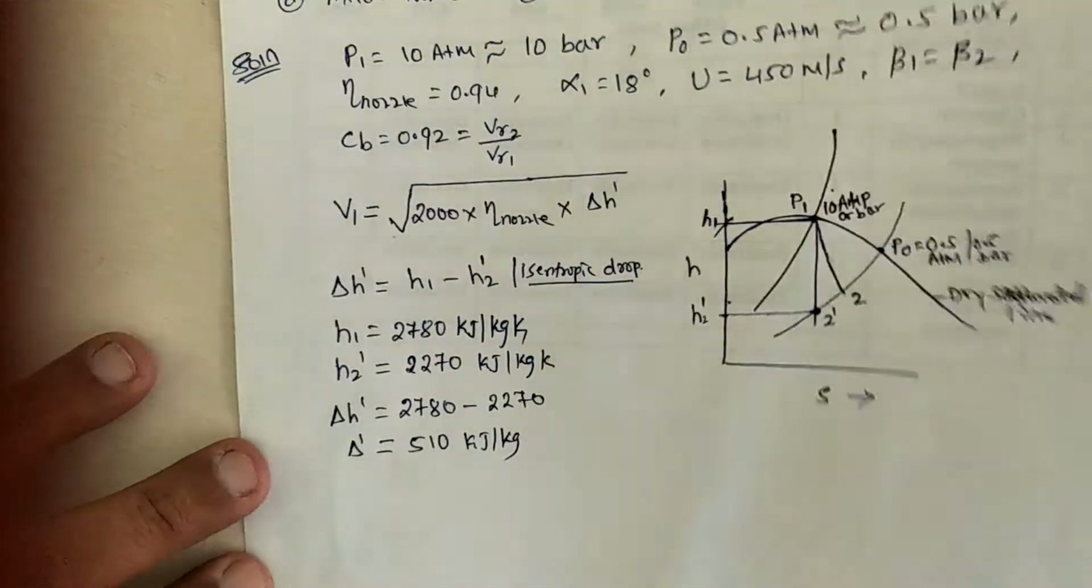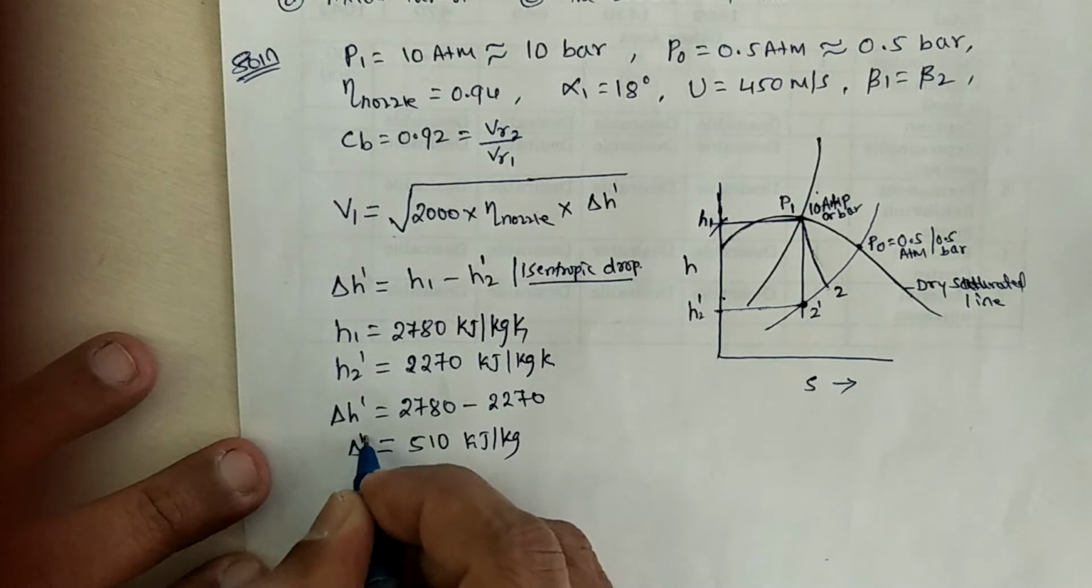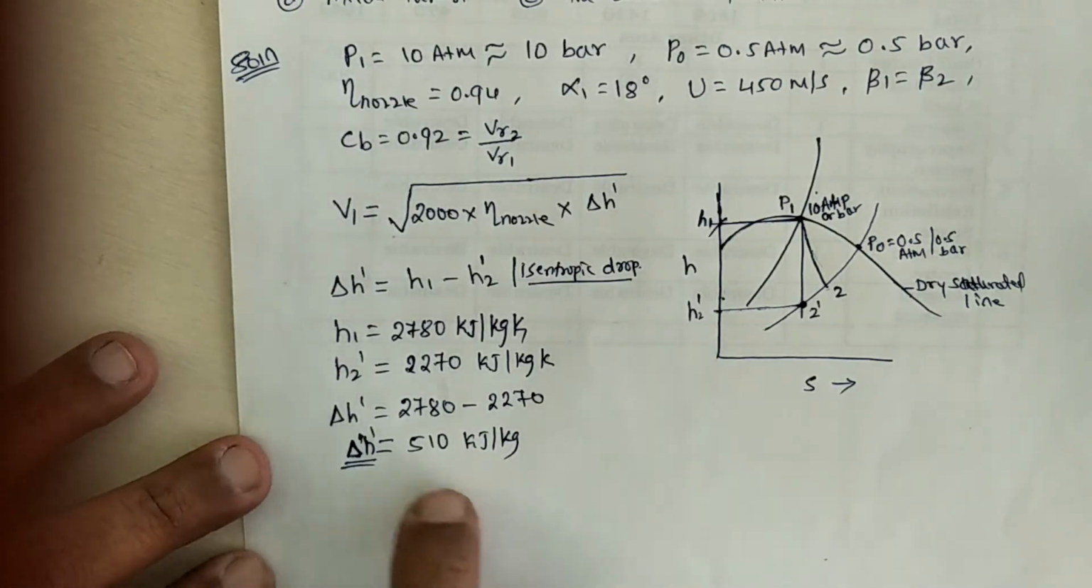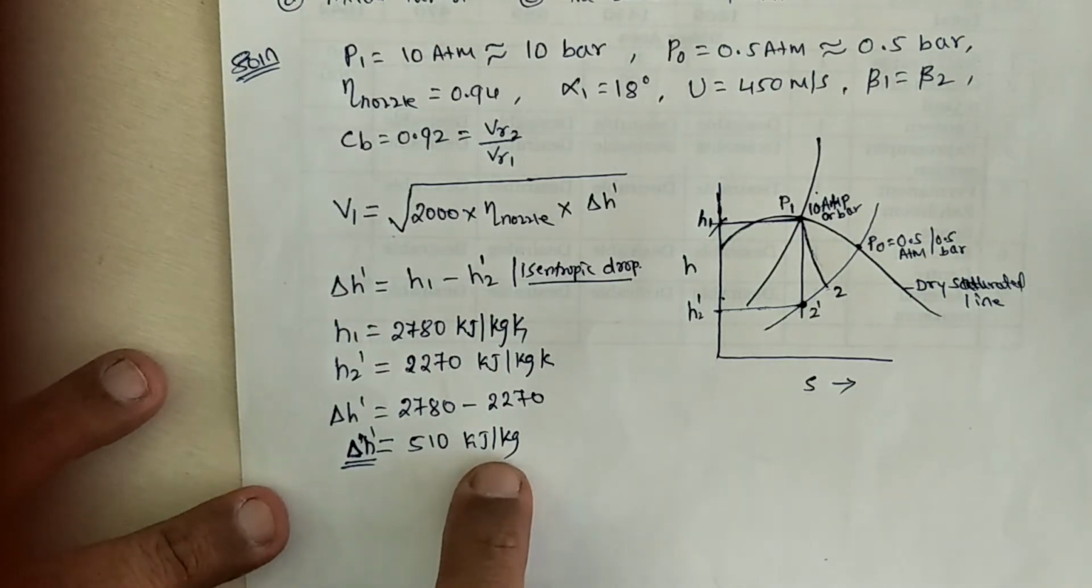So we have calculated the value of delta H dash, the isentropic drop. It is 510 kilojoules per kg.